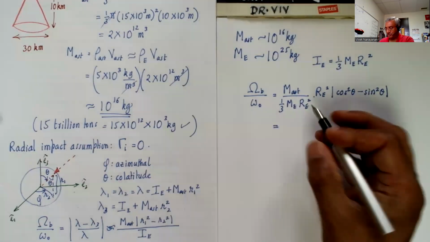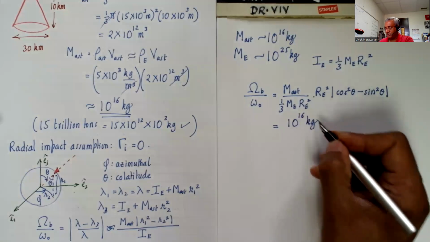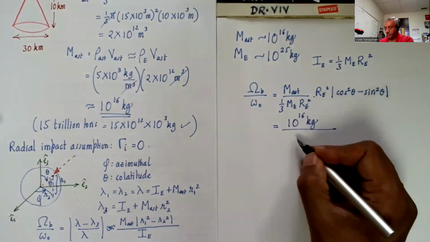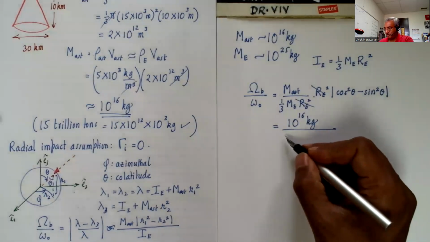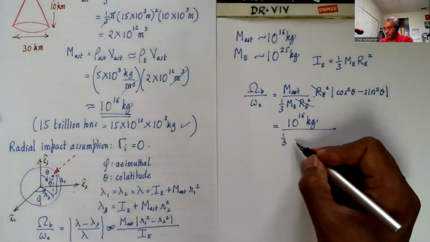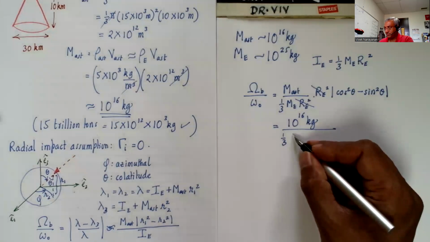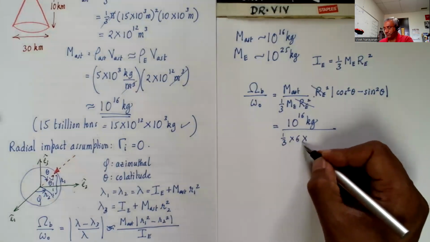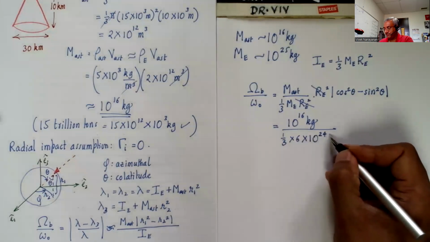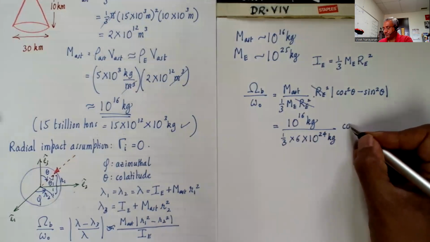The mass of the asteroid I can stick in there. It's 10 to the 16 kg over, observe that the radius of the Earth need not be known in this calculation. Amazing. Doesn't matter how big the Earth is. So that's 1/3 mass of the Earth, which I wrote somewhere there. So that is, I'll write it as 6 times 10 to the 24 kg. It's actually 6.4. And then cosine 2 theta.